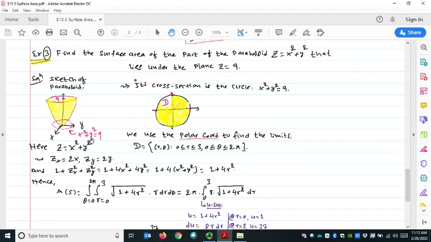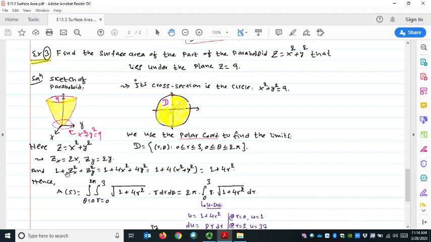Great. So in polar coordinates, our limits are r between 0 and 3 and theta between 0 and 2 pi. Now we have the limits for our double integral. Next, take the partial derivatives of the given function. The function is z equals x squared plus y squared. The partial derivative of z with respect to x is 2x. The partial derivative of z with respect to y is 2y.